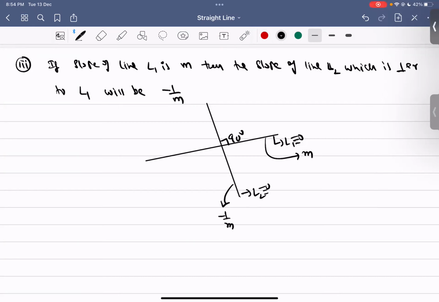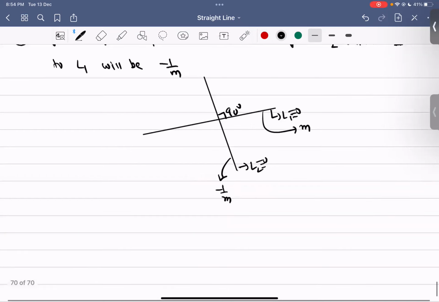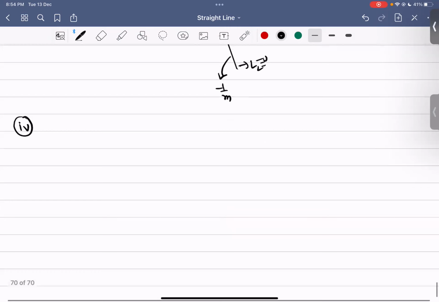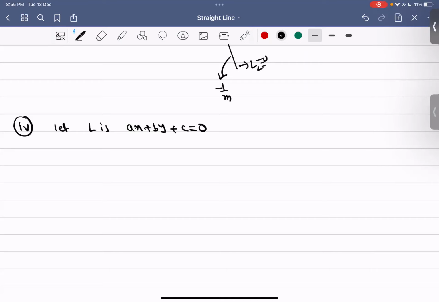So it's a third point. Next one, fourth one. So the fourth point is, let L be ax plus by plus c equal to 0, the given line.